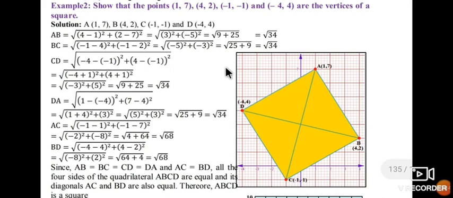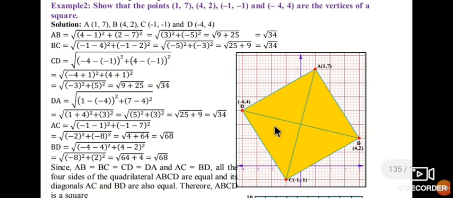Now we can observe here that AB is equal to root 34, BC is also equal to root 34, CD is also equal to root 34, and DA is also equal to root 34. So all sides are equal. Now we can check the diagonals. We can observe in the figure the two diagonals AC and BD, so let us check whether the diagonals are equal.